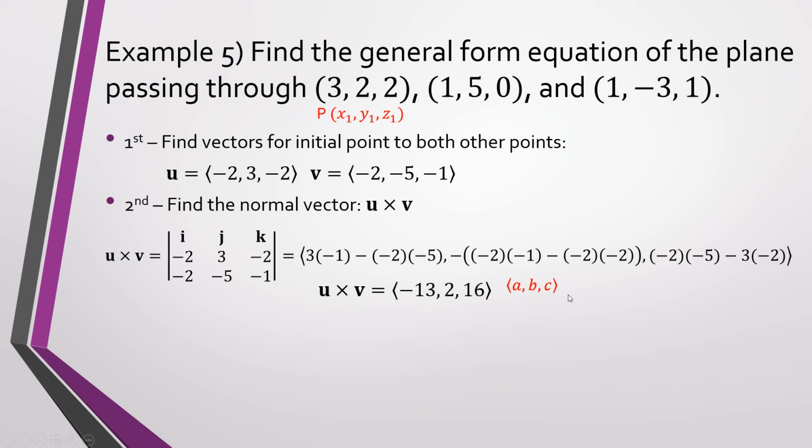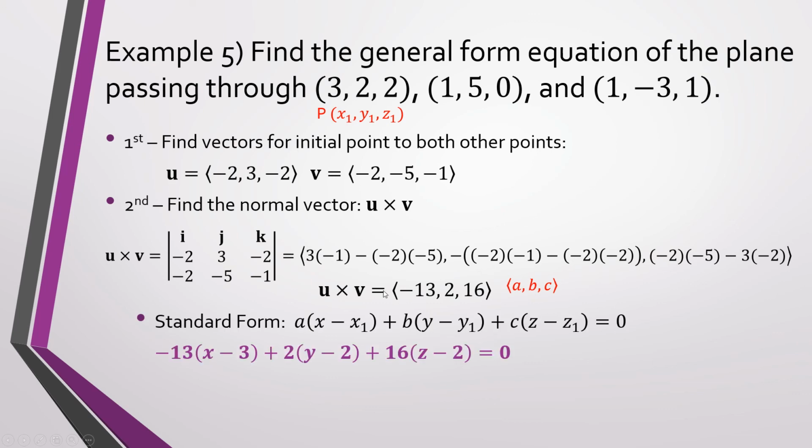So that's going to be our values for a, b, and c that we can now substitute into our standard form equation along with our x1, y1, z1 from our initial point. If we do that, A is negative 13 times x minus x sub 1, which is 3, plus B is 2 times y minus y sub 1, which is 2, plus C was 16 times z minus z sub 1, which is 2. There's our standard form equation, but it actually asks us for our general form equation.